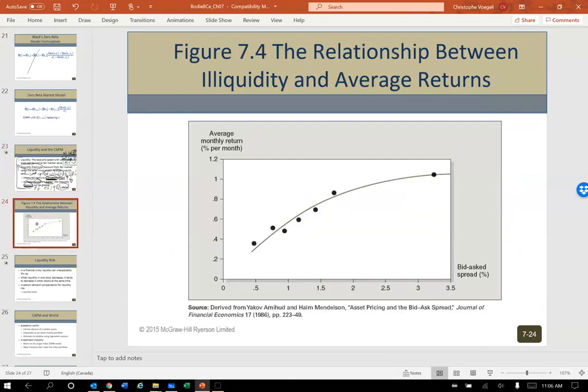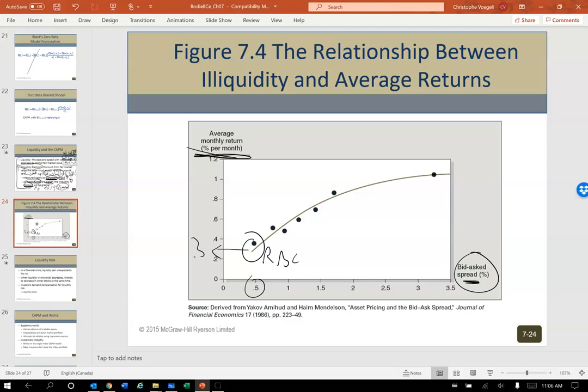So, interestingly, if let's say Royal Bank was here, the bid-ask spread is very narrow, very tight. RBC has tons of trading volume. What's my rate of return? Whatever, I don't know, 0.3% rate of return per month.